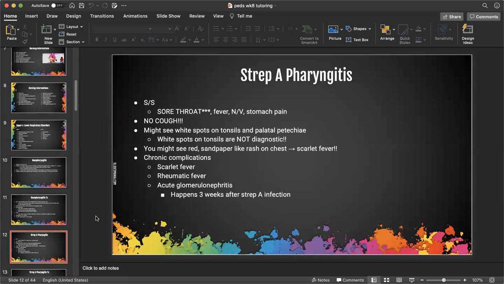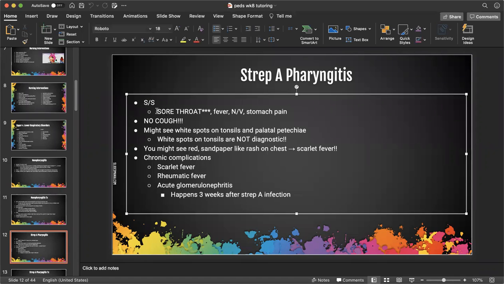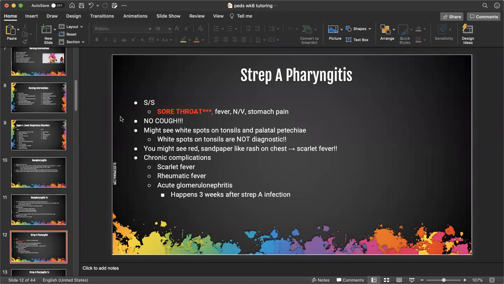So strep A pharyngitis. The signs and symptoms, they'll have that sore throat, which is a really big sign and symptom. I'm going to go ahead and bold it for you guys and make it red. Okay, so yeah, sore throat is a really big sign and symptom for strep A pharyngitis. They can also have fever, nausea, vomiting, and some stomach pain. With these patients, they won't have any cough. Unlike nasopharyngitis, they'll have a dry cough kind of.